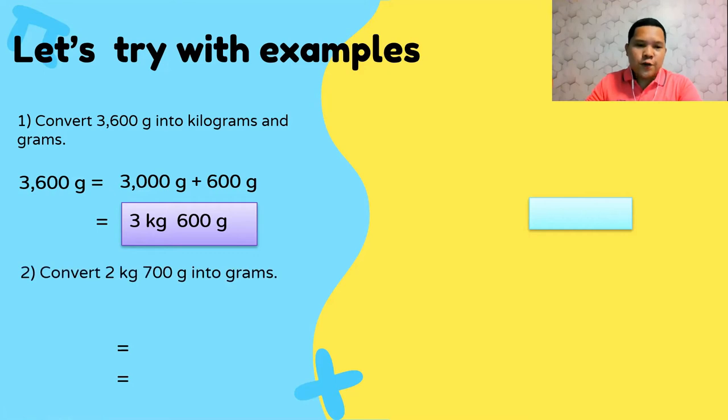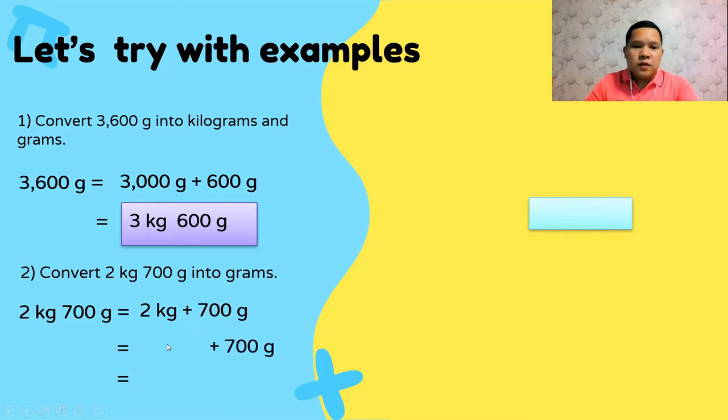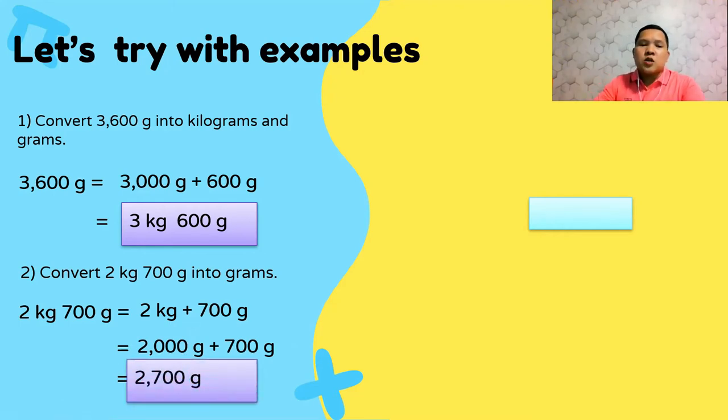Next, convert 2 kilogram and 700 gram into grams only. You can write like this, 2 kilogram, 700 gram equals... But what is 2 kilogram? It is 2,000 gram. So you can write like this, 2,700 gram. Very easy, right?